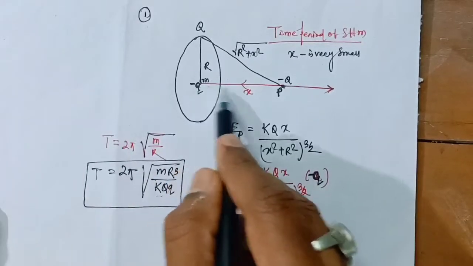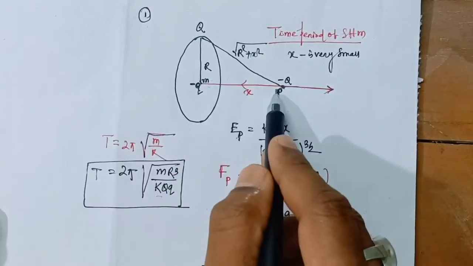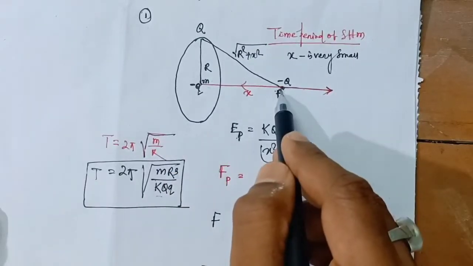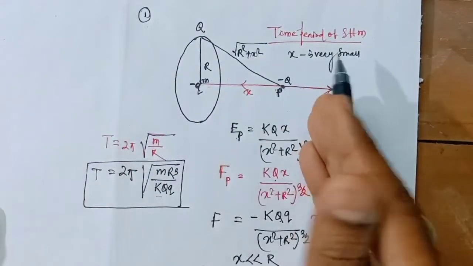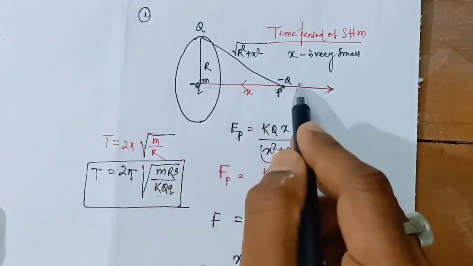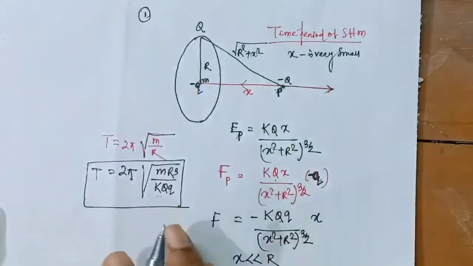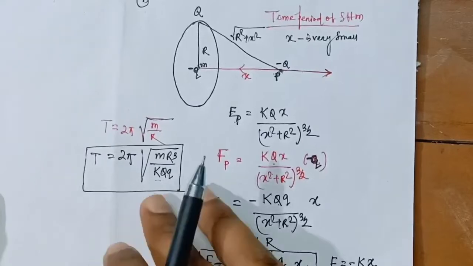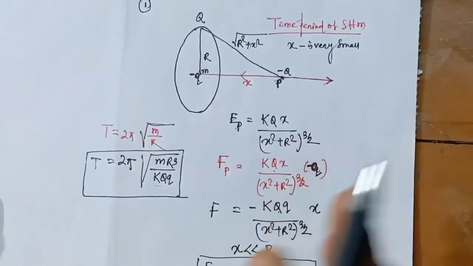What is happening? This charge is displaced by a small distance x. Now it is at the point P. We'll see the net force on this charge: if it is displaced in this direction, will it return back to its original position? If so, we can say yes, SHM is happening.